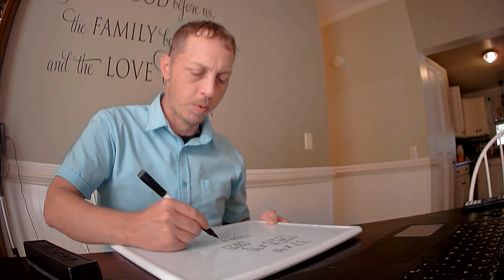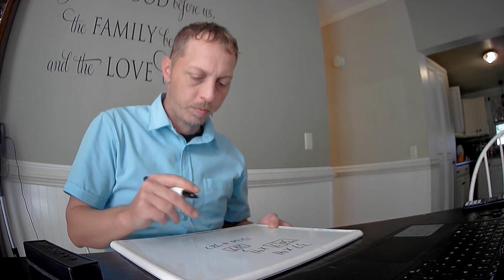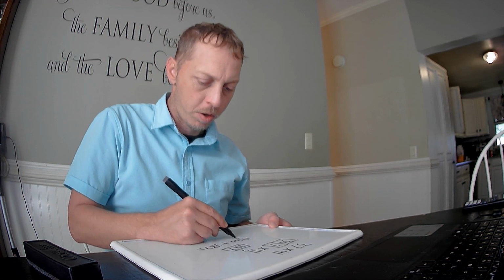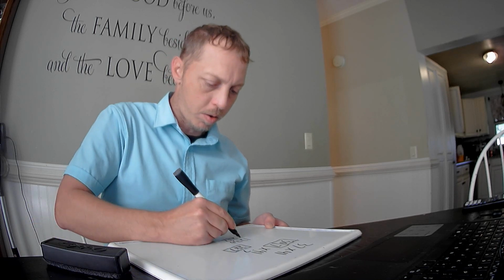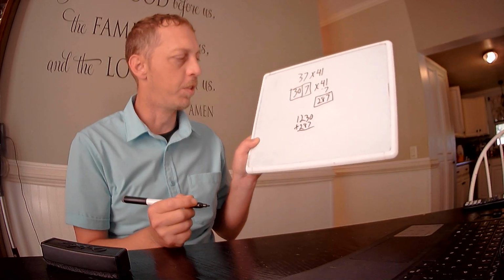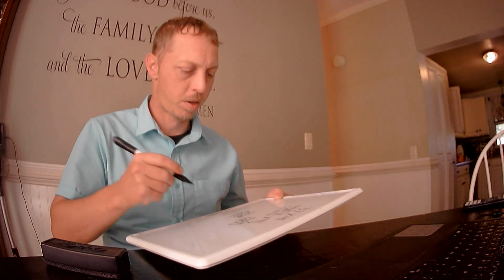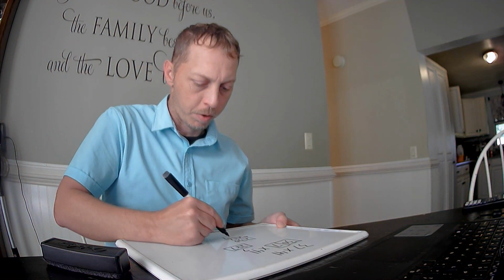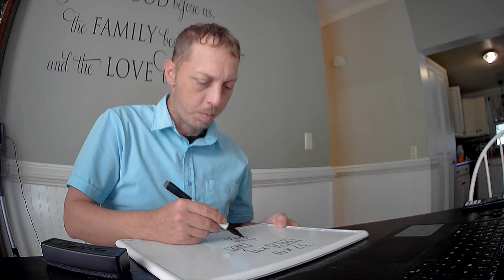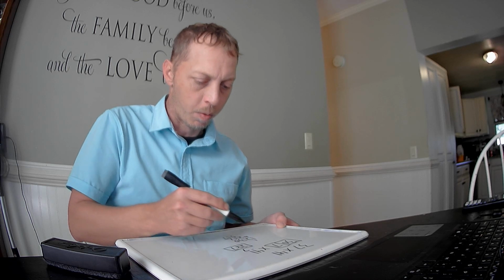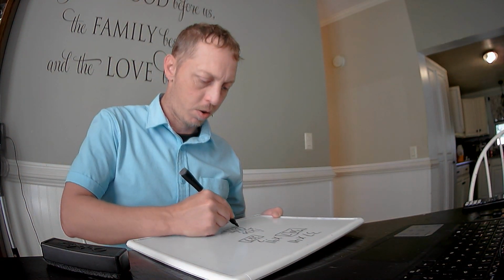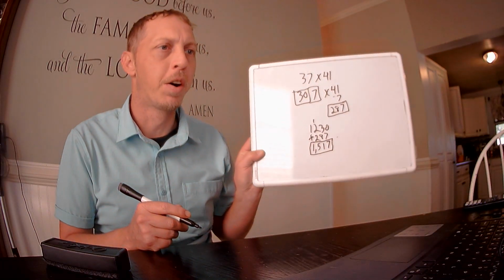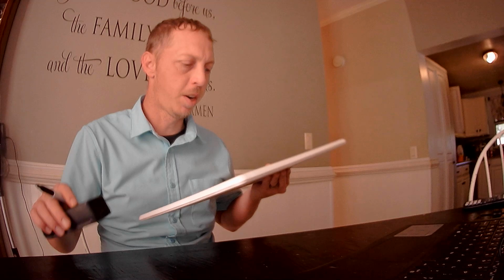So 1230 plus 287 equals, so I'm just going to do my normal addition right here. 1230 plus 287. 7 plus 0 is 7. 8 plus 3 is 11. Carry the 1. 2 plus 2 is 4. But with that 1, that makes it 5. 1517. That's my answer. All right. So I'm going to draw my square right there. 1517 is my answer.